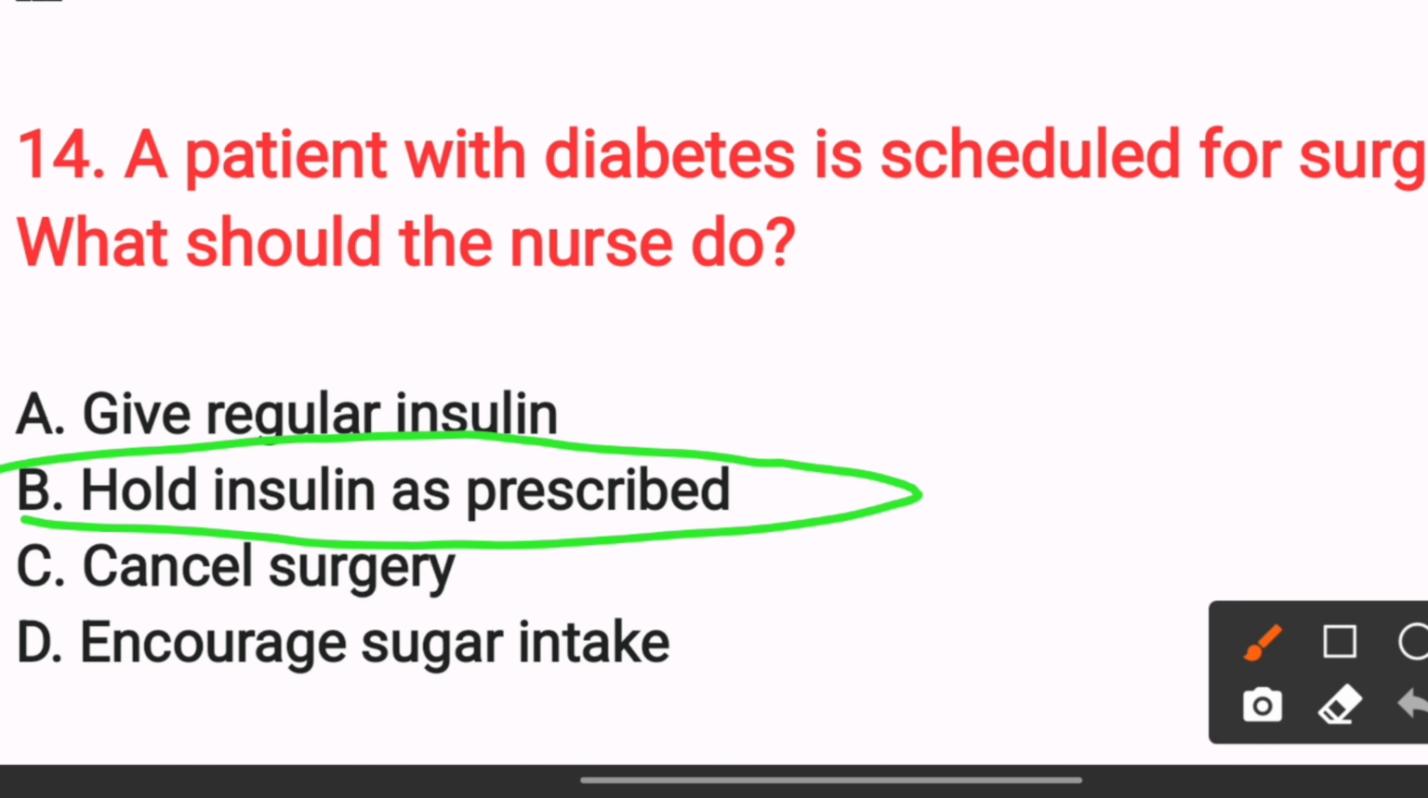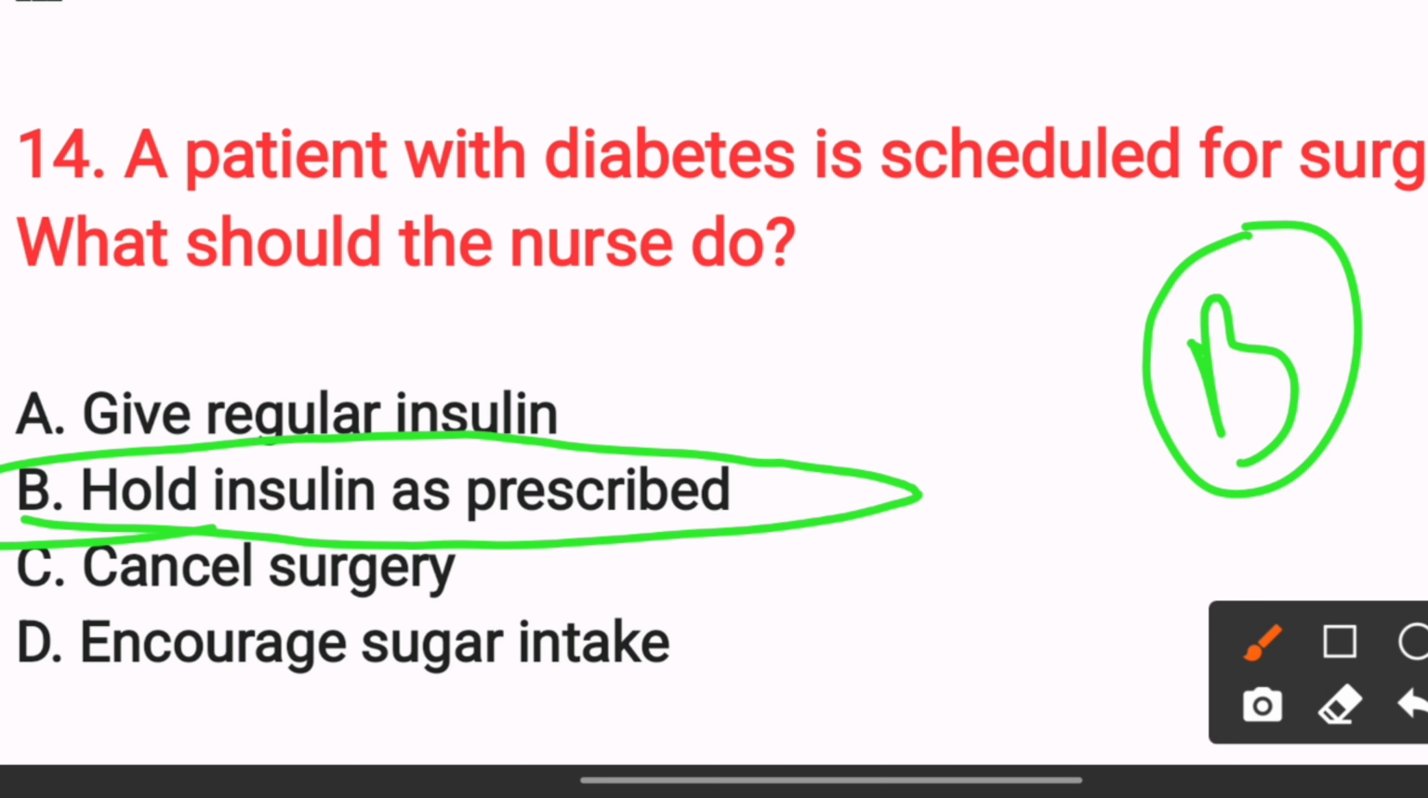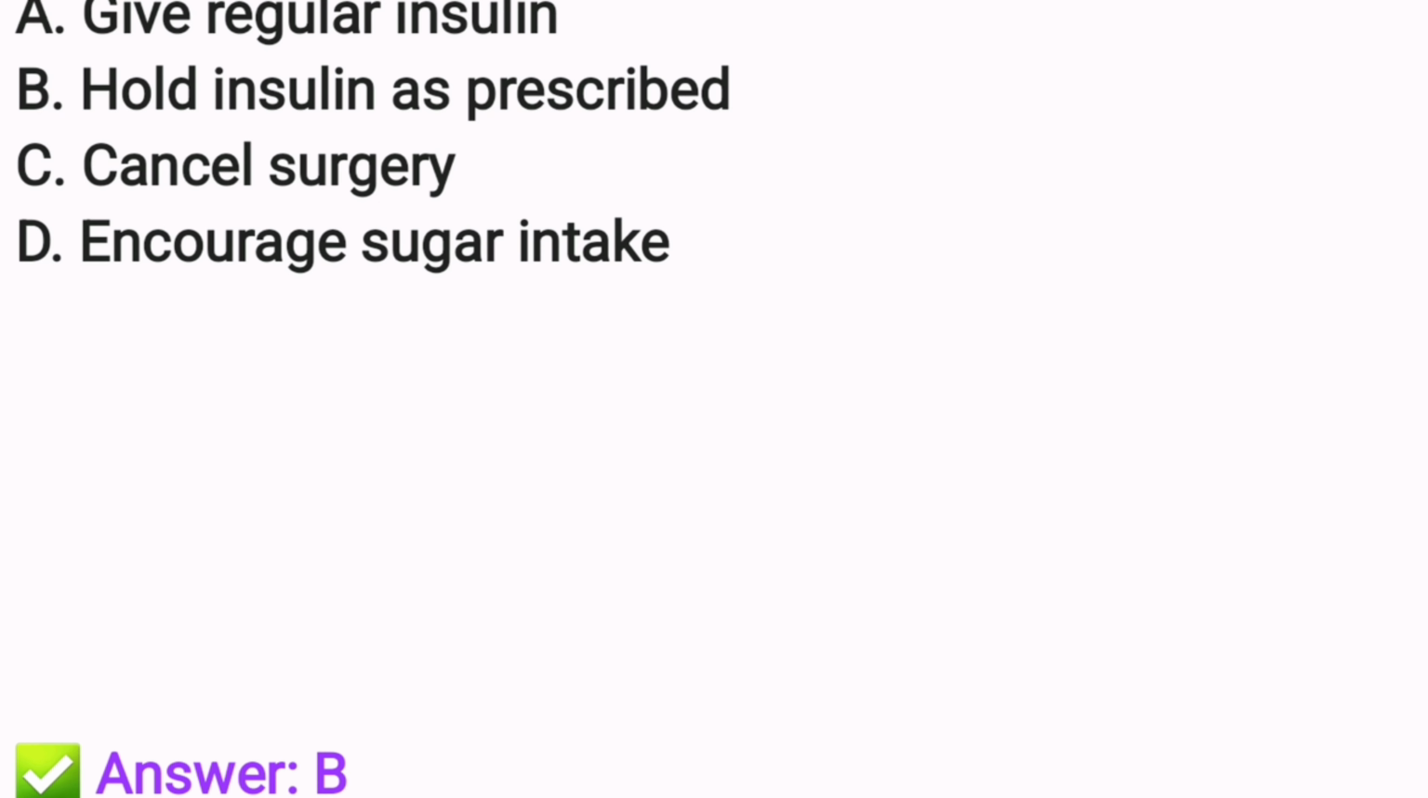Hold insulin as prescribed. Preoperative insulin is usually held or adjusted to prevent hypoglycemia during fasting. So, hold the insulin as prescribed.